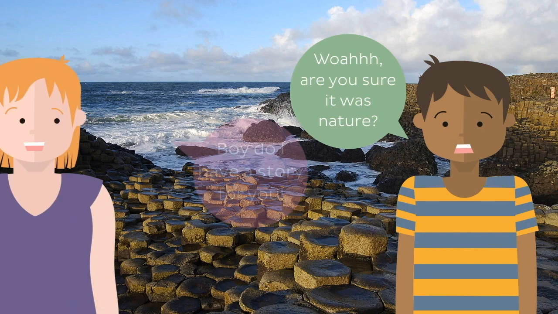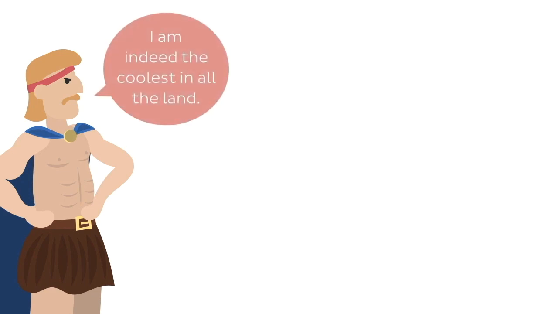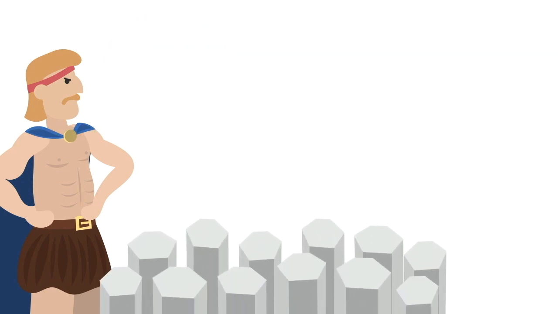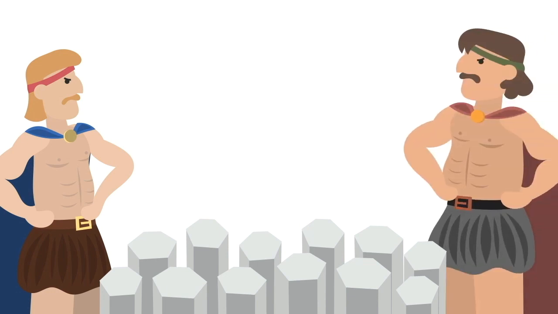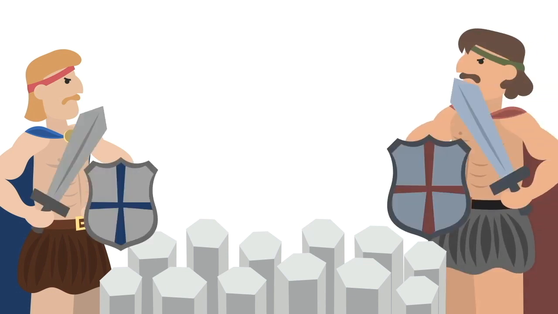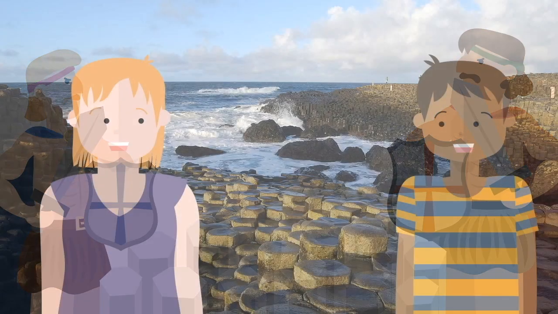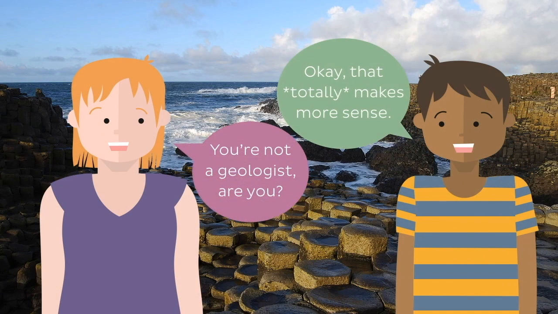So much so, local folklore came up with a legend where an Irish giant called Finn McCool, what a cool name, right? Laid these hexagonal stones as a passage over the sea to meet a Scottish giant who challenged him to a fight. An easier option to understand, I guess, if you're not a geologist.